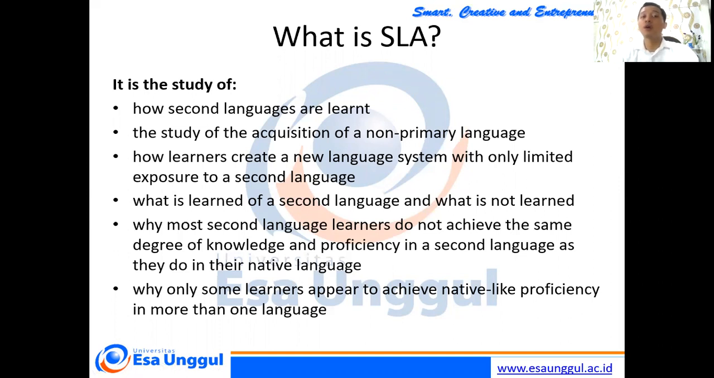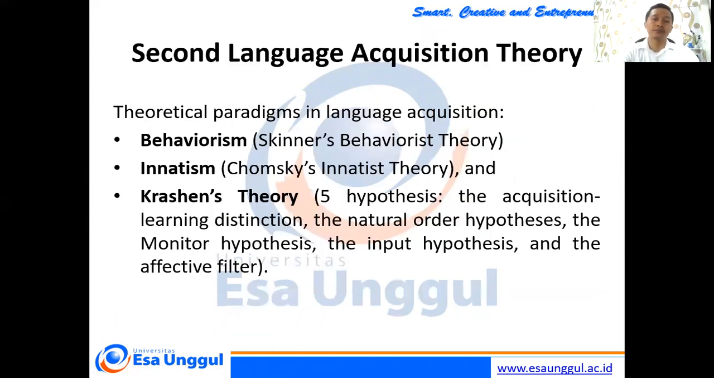SLA is the study of what is learned of a second language and what is not learned, why most second language learners do not achieve the same degree of knowledge and proficiency in a second language as they do in their native language, and why only some learners appear to achieve native-like proficiency in more than one language. So this is what SLA covers.